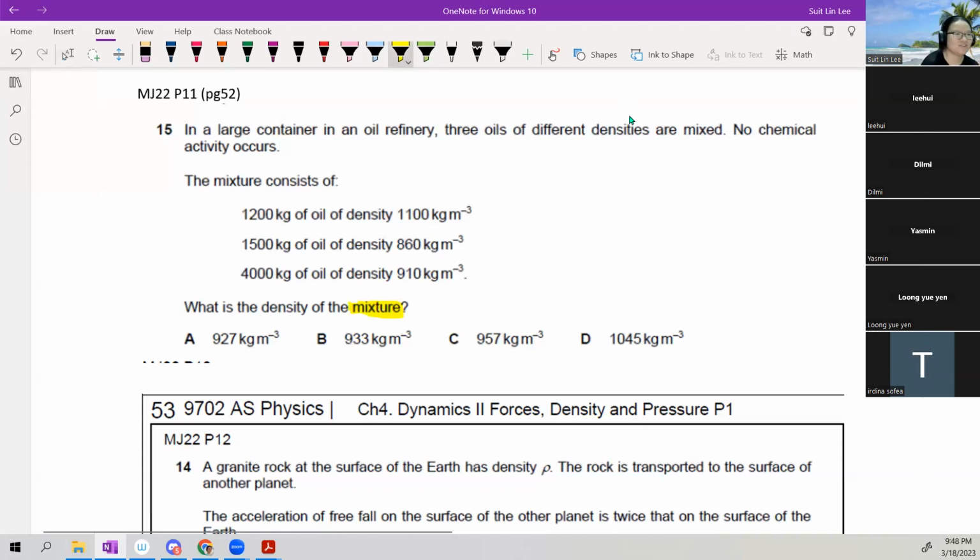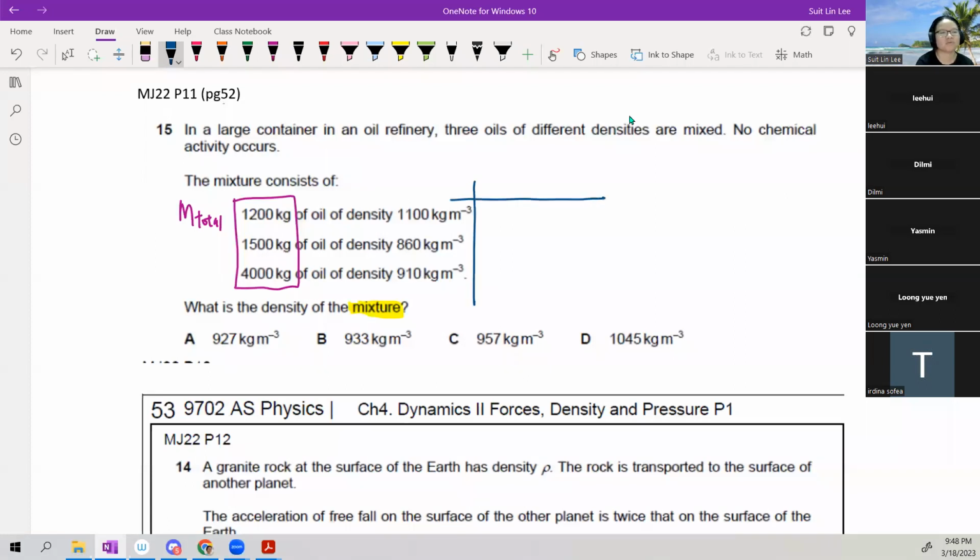Okay, so right now I can find the total mass. The total mass of the mixture will be the sum of this one, right? Mass total. But do I know the volume? No. So I need to find the volume. So maybe I will just put a column here, find the volume.